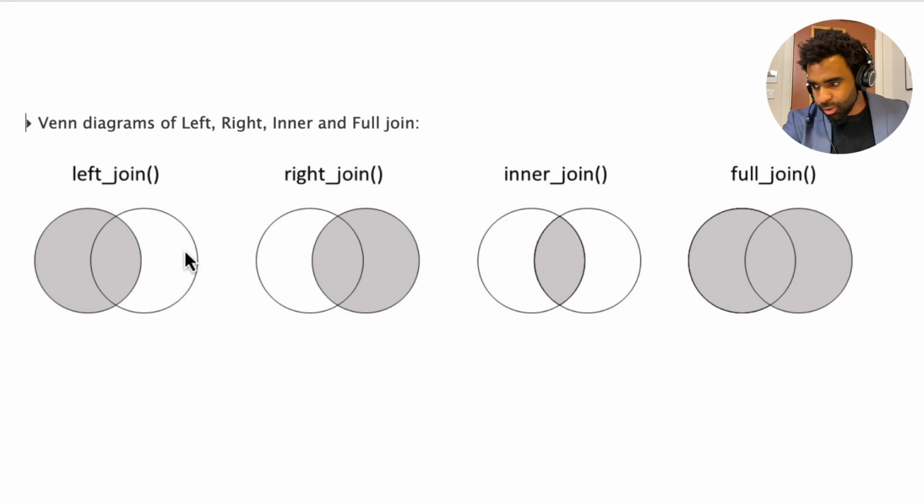Now, before I let you go, here are 4 Venn diagrams often used to explain the concepts of joining. So with the left join, everything from the left set is included. Okay. With the right join, everything from the right set is included. With the inner join, only the things that intersect between the 2 sets, only the common rows between the 2 sets are included. And with full join, everything in both sets is included.